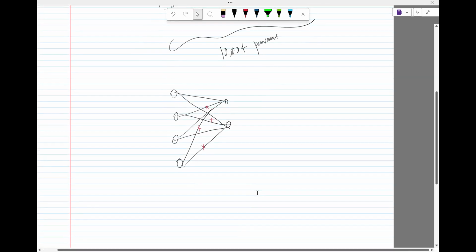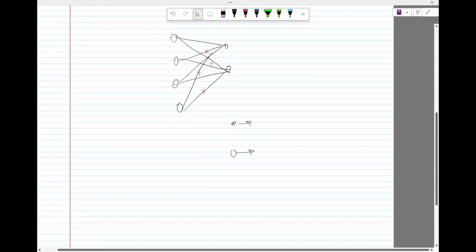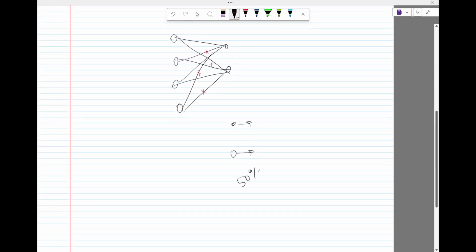But what happens now is that your activation from this layer will only be 50% of what you would have got if it was fully connected, if you were not dropping out. So this is what you do during your training process when you're using dropout. But you don't use dropout when you are testing.